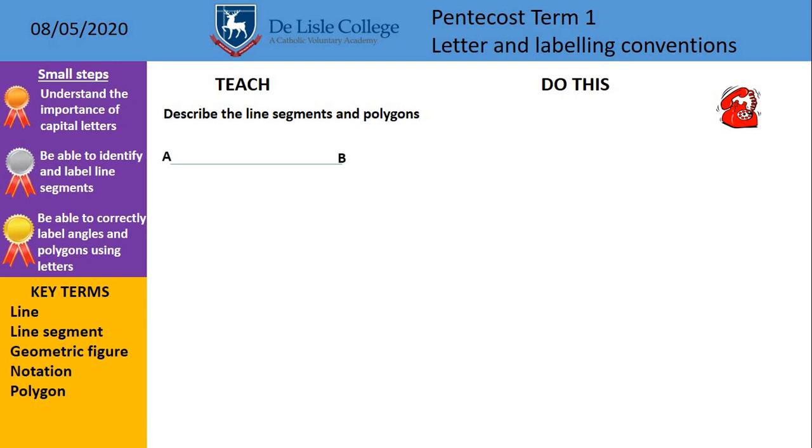We're going to label each end with capital letters A and B. Our line segment is the distance between those two points, and we write it with AB, with a line above it to show that it's a line segment.